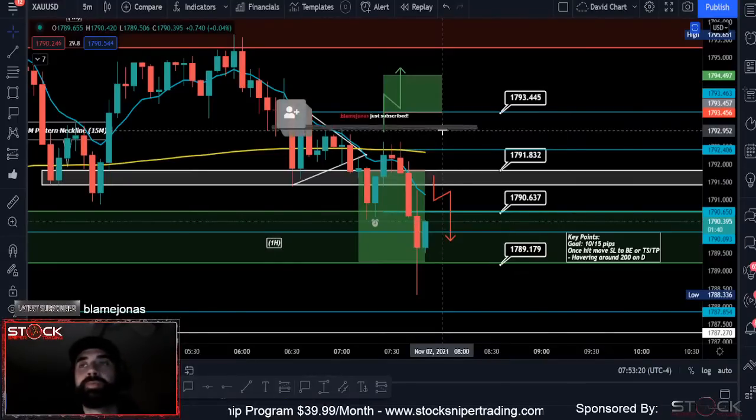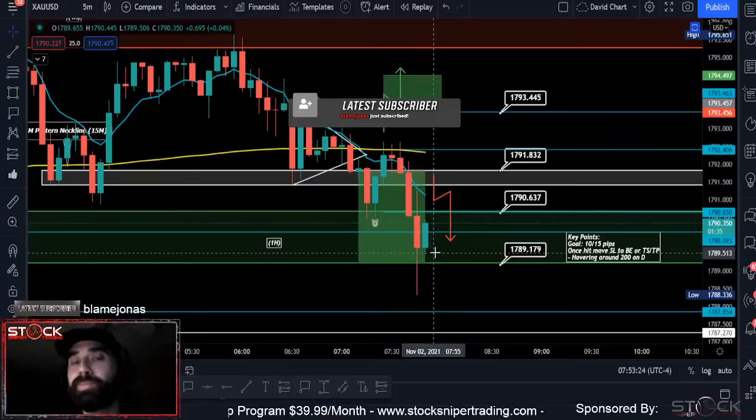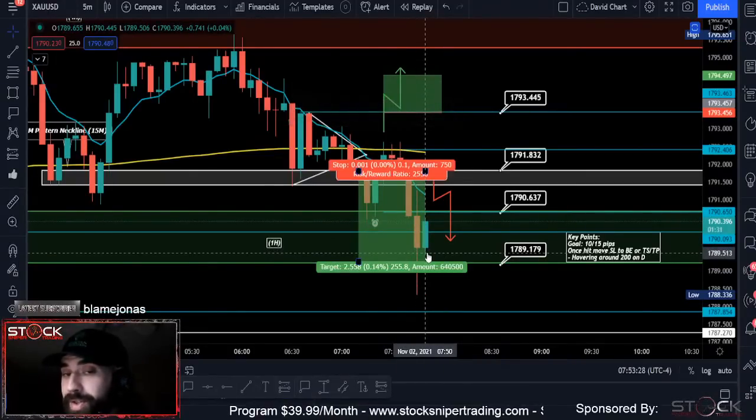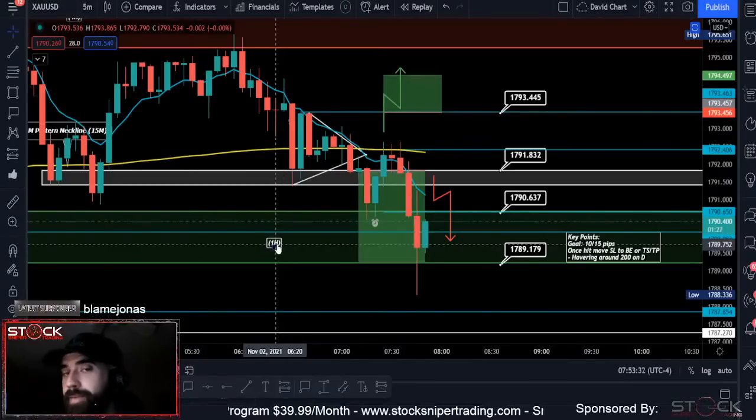Perfect. Now you can see it's starting to find a little bit of that bullish volume. There's a little bit of buyers starting to come in now. And just remember, we're still in that hourly demand zone.